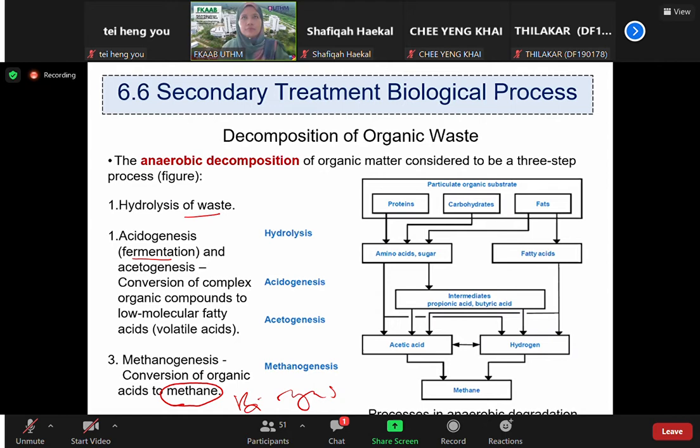Ataupun have you ever had the opportunity to deal with biogas? Tak ada. Okay, biogas ni is one of process.